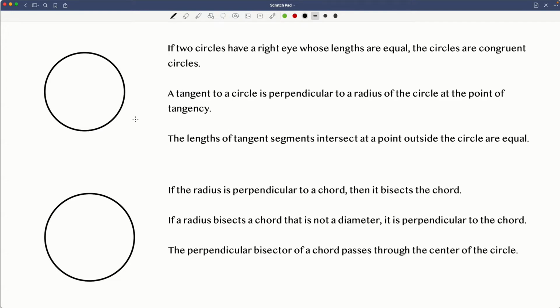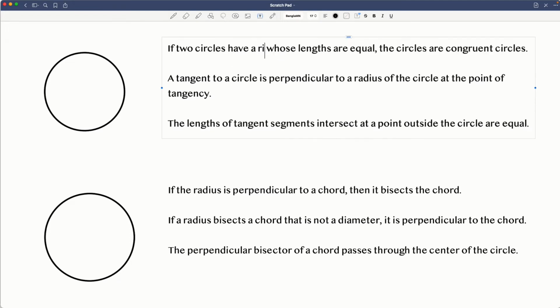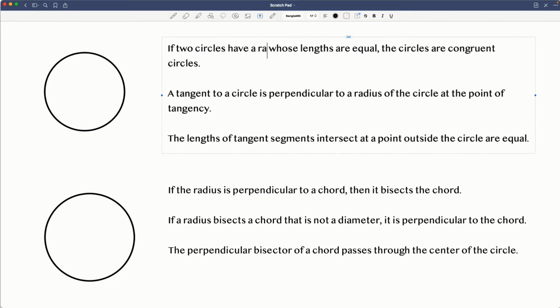All right, so if I right eye, that does not sound good. If 2 circles have radii, I'm sitting here going, what in the world? I never said red eye or right eye. That should be radii. My Southern accent sometimes doesn't come across the way that I want it to with my dictation into the computer.